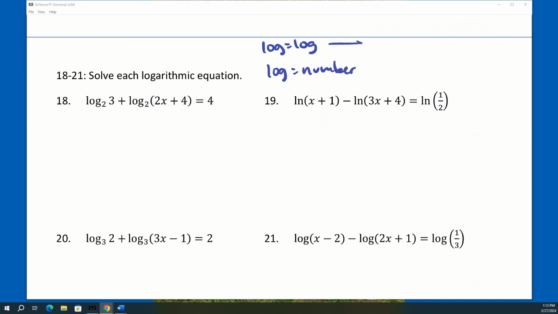Do you remember what to do when it's log equals a log? Just drop the log. Yes, drop off the logs. And then what about log equals a number? Put it in the other form. Exponential form, good job.